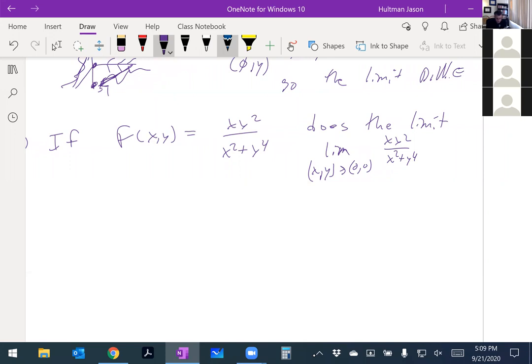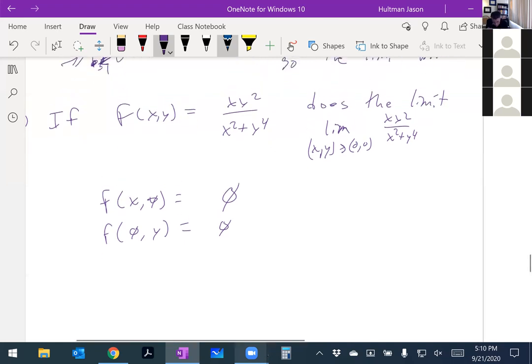So let's test. Let's test f of x, 0. What happens when we let x be 0? Oh, this thing equals 0. Okay, what happens when y equals 0? When we let y equal 0, the thing goes to 0. When we let x equal 0, the thing goes to 0. Okay, that's kind of cool. However, not all roads lead to 0 here.